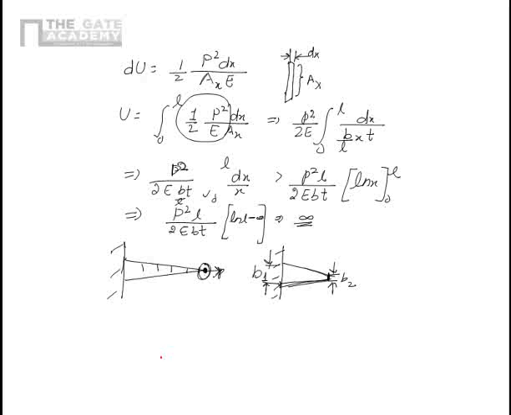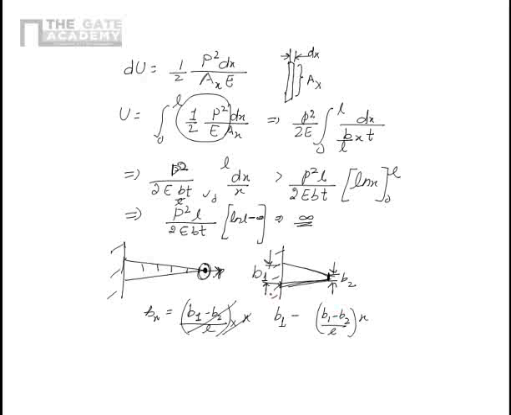So for this case, it is now easy to solve. I will just take the same thing. In this case, bx will be nothing but the change of width over the length into x. No, sorry, this is not the value. It is b1 minus b2 by L into x. This is the value of bx, or the width at that particular location.